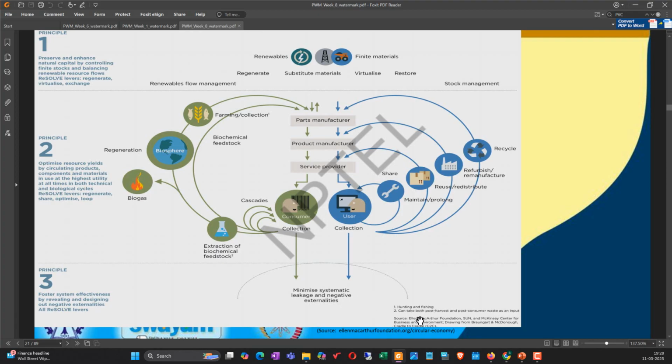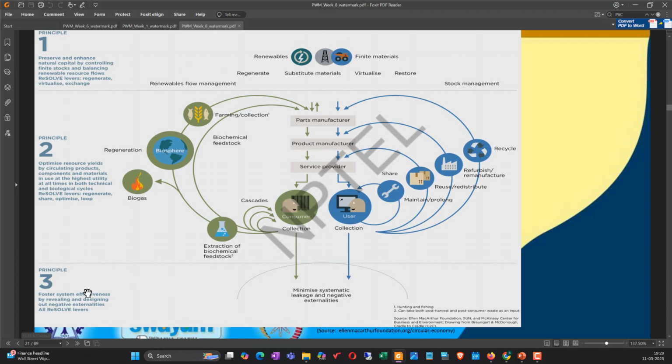Hunting and fishing can take both post-harvest and post-consumer waste as an input. So this is the Ellen MacArthur Foundation. Okay, so it's a business and environment related thing, the Center for Business and Environment.